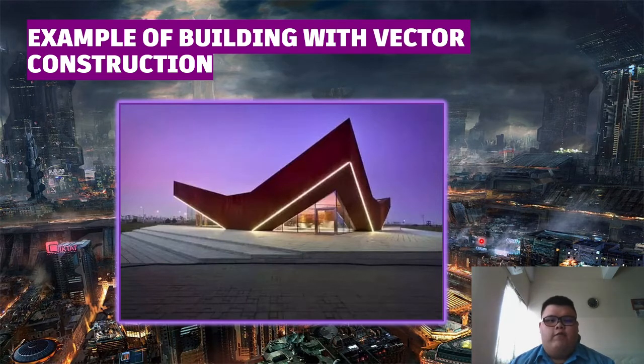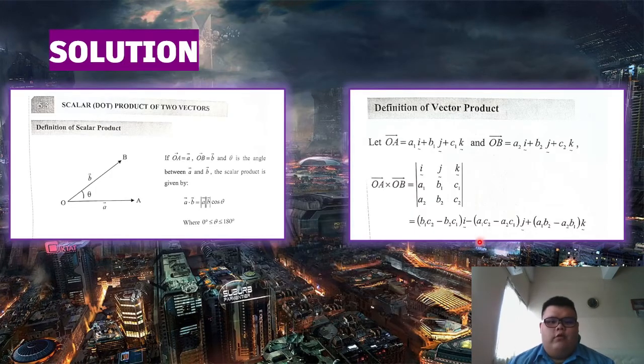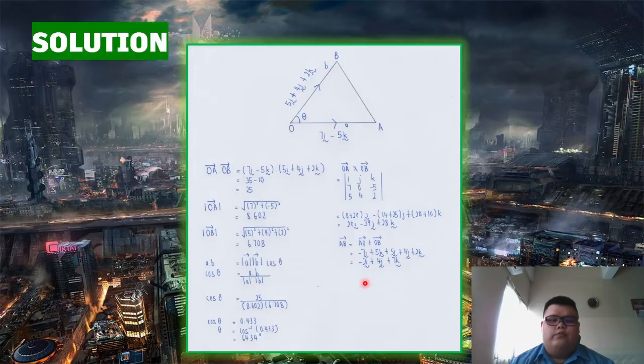Today, I will explain the mathematical solution with drawing. This is an example of a building with vector construction. I will use the formula of scalar product and vector product to solve it. In order to find theta in the triangle above, we should use the formula of scalar product, or dot product, that is A dot B equals the magnitude of A and B multiplied by cos theta.